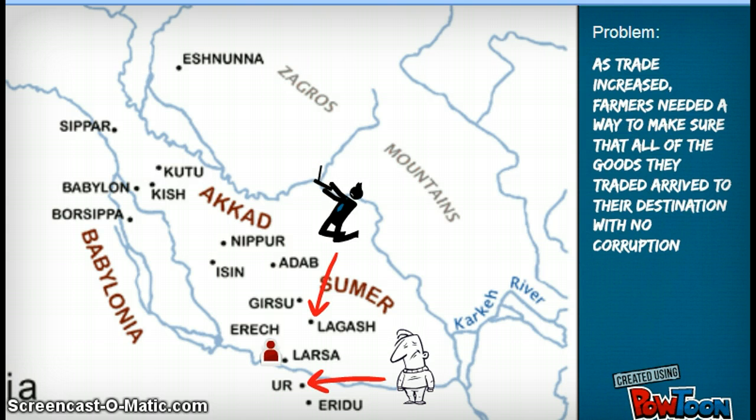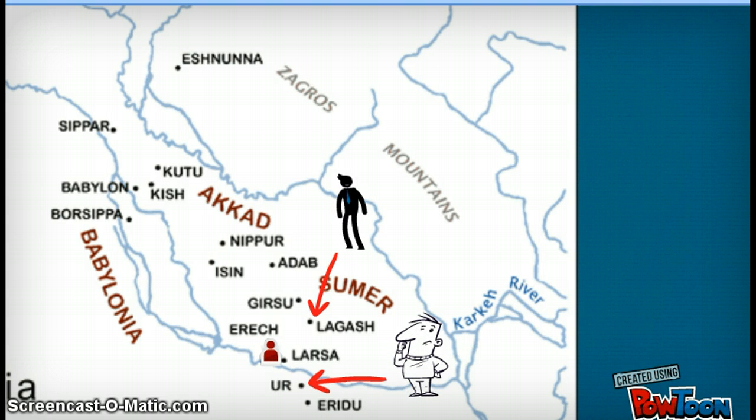So here's the problem. As trade increased, farmers needed a way to make sure that all of the goods they traded arrived at their destination with no, I was using the word corruption, I probably shouldn't have used it. I should use the word confusion instead, because when things aren't that efficient, people get confused quite often. So there's the problem. So let's say there's a solution.